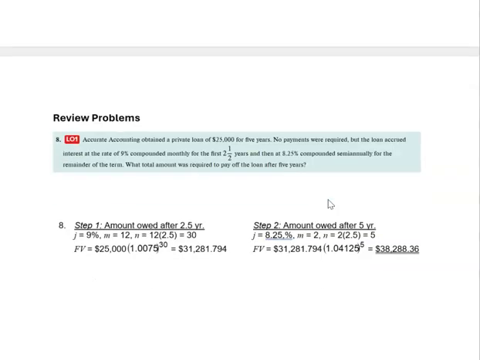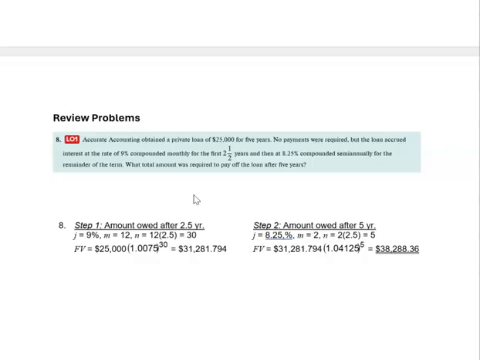Okay, and we have one more problem here, which is a review problem. Accurate Accounting obtained a private loan of $25,000 for 5 years. No payments were required, but the loan accrued interest at a rate of 9% compounded monthly for the first 2.5 years, and then 8.5% compounded semi-annually for the remainder of the term. What total amount was required to pay off the loan after 5 years?